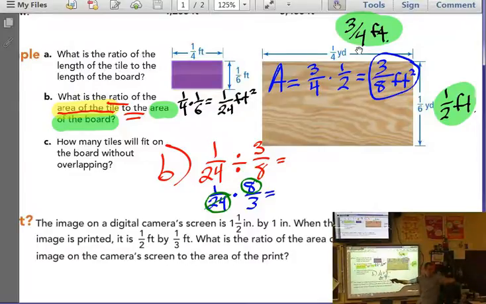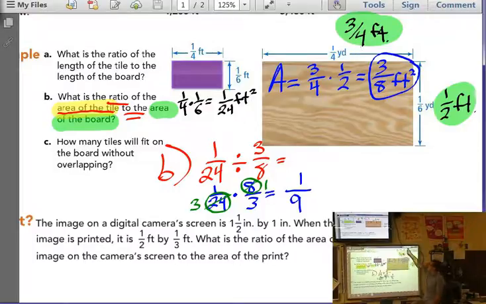Your brain's ahead of yourself. The 24 becomes 3. The 8 becomes 1. I go across the top. 1 times 1 is 1. I go across the bottom. 3 times 3 is 9. What does the ratio of 1/9 tell me when I'm talking about area?